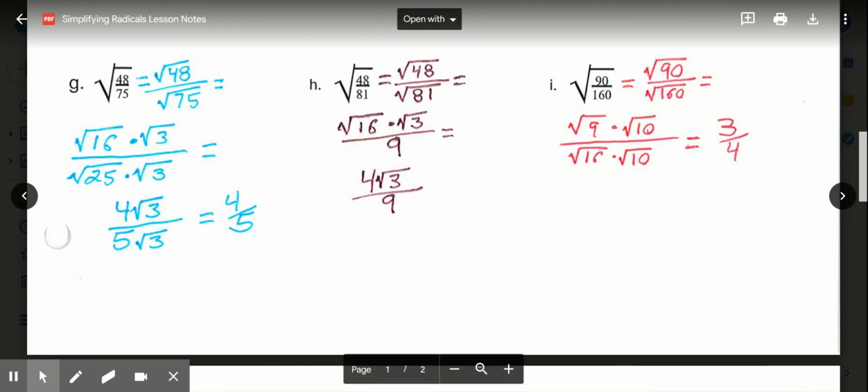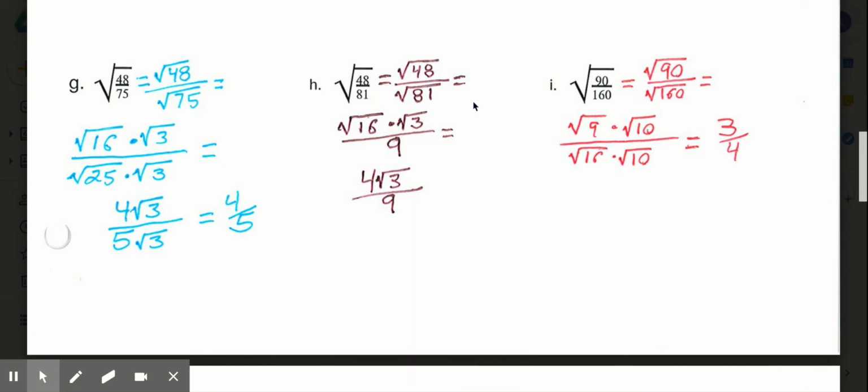In H, we want to split top and bottom again. So square root of 48 over square root of 81. Check for perfect squares, where the bottom, square root of 81, is a perfect square of 9. And the top, 16 times 3. So square root of 16 becomes 4. So we'd have 4 square roots of 3 over 9.